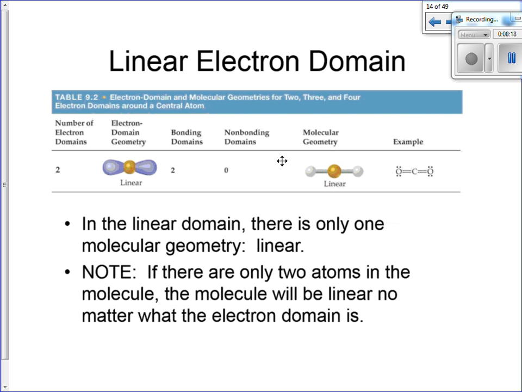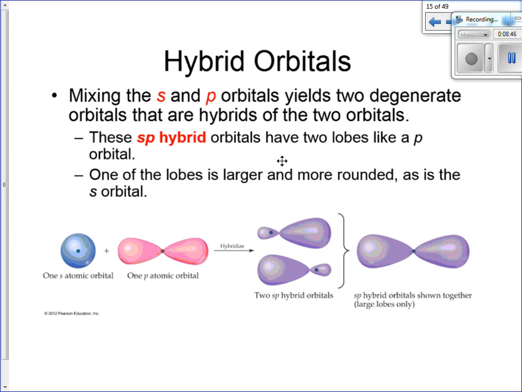Now talking about shapes and Lewis dot structures. The linear domain, there's only just the one linear. Now you can have a couple different arrangements of linear. You can have two atoms together because point A to point B is always going to be linear. You can have ones that have three atoms in it, like carbon dioxide. And there's a special exceptional case with beryllium in it. But let's talk about their hybrid orbitals when you have linear shapes.